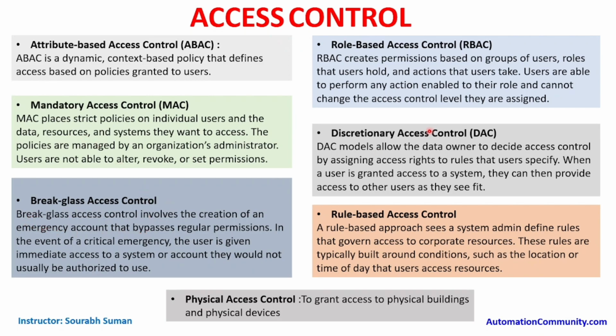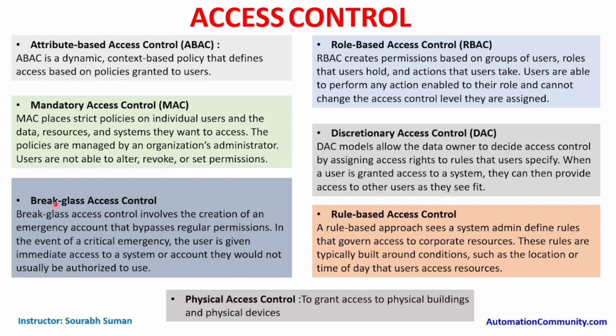Next is discretionary access control. The DAC model allows the data owner to decide access control by assigning access rights to rules that the user specifies. When a user is granted access to a system, they can then provide access to other users as they see fit. We can include this type of DAC in a permit system. When we go for a permit and the user allows us, yes, you can work on this system, you can shut down this system, and at that time they give you a username and password, that comes under discretionary access control.